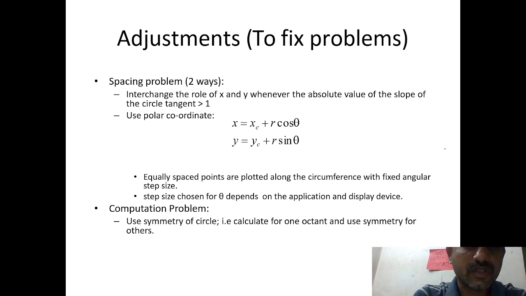Next, to solve the spacing problem, interchange the roles of x and y whenever the absolute value of the slope of the circle tangent is greater than 1. Then use polar coordinates, that is x equal to xc plus r cos theta, y equal to yc plus r sin theta. Equally spaced points are plotted along the circumference with a fixed angular step size. The step size chosen for theta depends on the application and display devices. Then, for the computation problem, use the symmetry of the circle: calculate for one octant and use symmetry for the others.